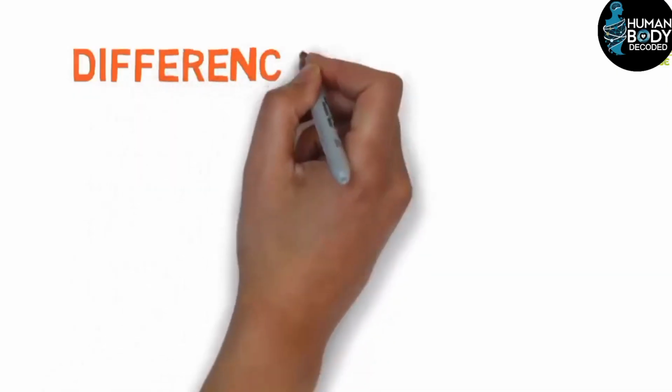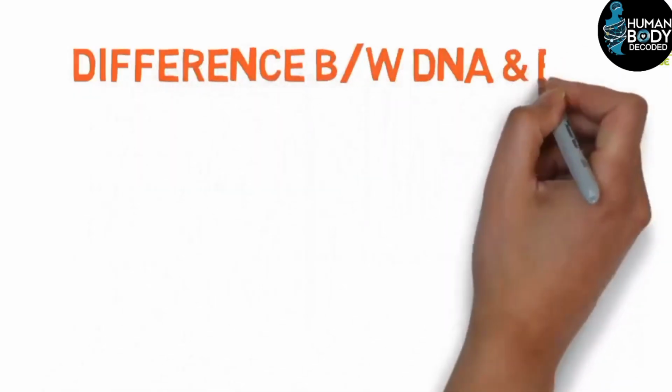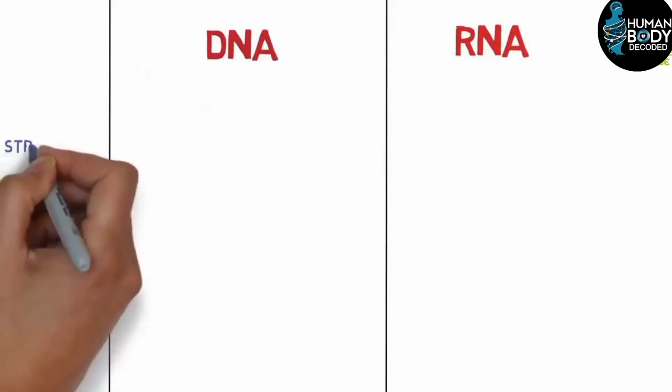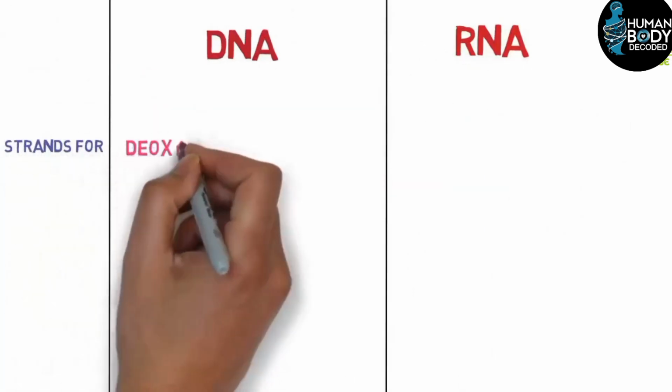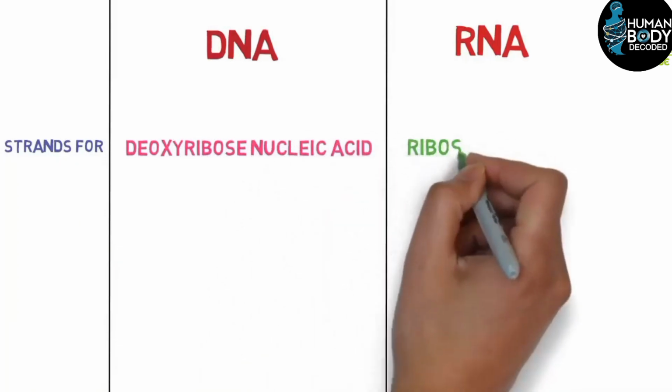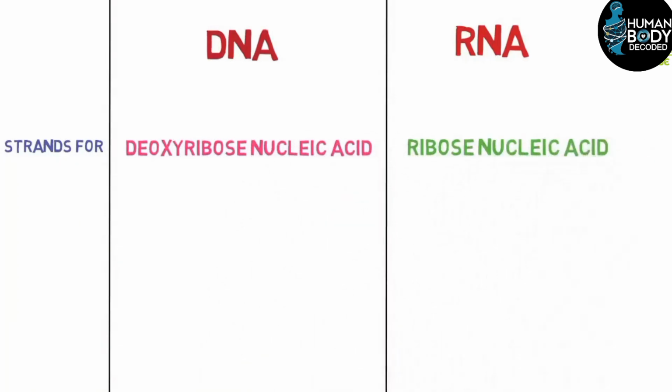Today, we will study the differences between DNA and RNA. First of all, let me tell you what these stand for. DNA stands for deoxyribonucleic acid, and RNA stands for ribonucleic acid. Both contain ribose sugar. Ribose is a 5-carbon sugar.